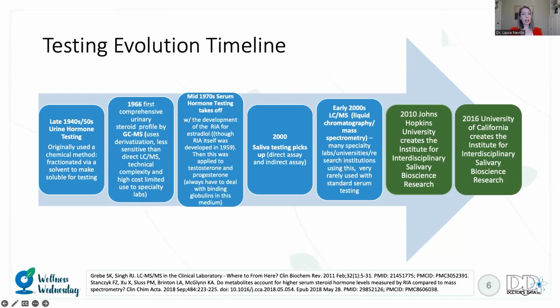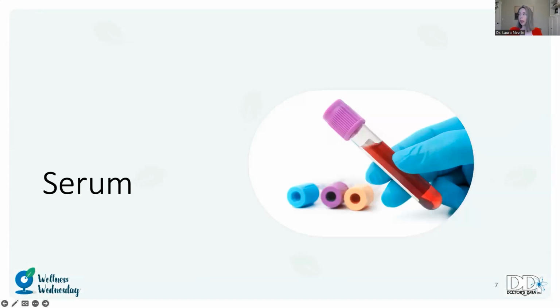It really becomes more of a conversation when you have, say, urine testing, when you're looking at the breakdown products of these hormones. So they're teeny, teeny, tiny little molecules, the breakdown of the breakdown of the breakdown of some of these unconjugated hormones. And that's when you really need something like LCMS to get an accurate test measurement. Okay, so that's the timeline. We do have some institutes for interdisciplinary salivary bioscience research that emerged from Johns Hopkins in 2010, and then in 2016, University of California also had a research group start.